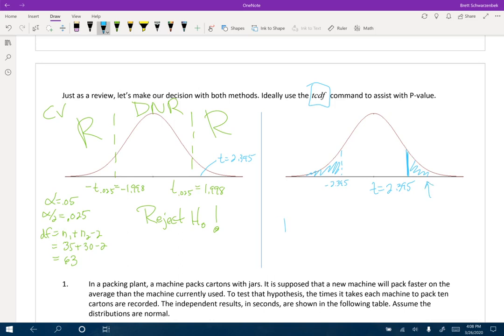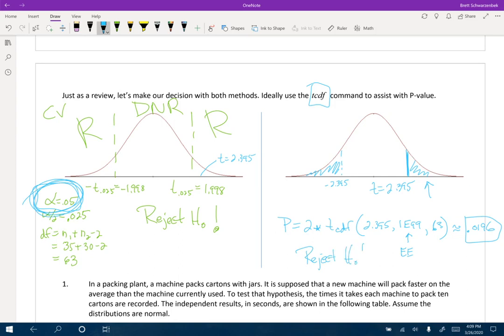So P is equal to 2 times TCDF of, let's go with our primary T on the right side, which would be 2.395 to 1E99. Remember, E is not the letter E, it's this symbol on your calculator, which I believe is above the comma. And then degrees of freedom is 63. Okay, we do this gigantic calculation, we get 0.0196. Remember, we are comparing 0.0196 to our alpha, which is 0.05. Since it's less, then again, we reject H naught.